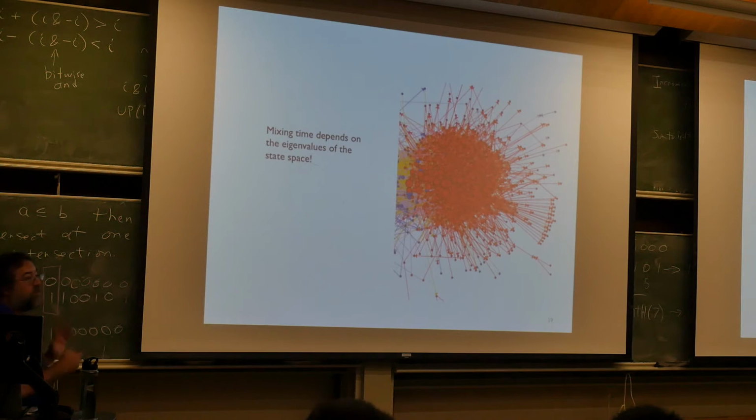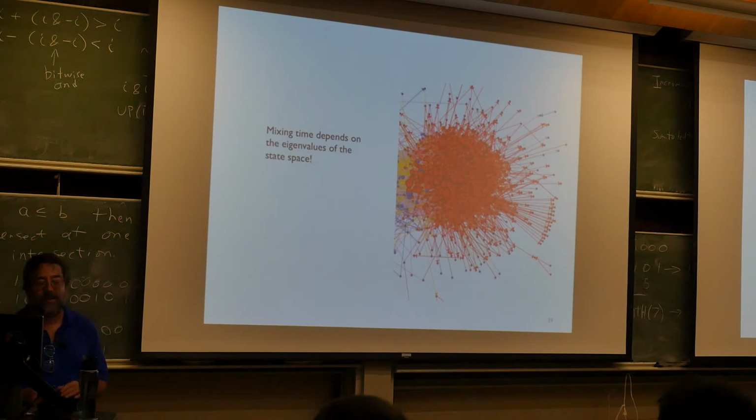So the mixing time depends on the structure of the state space, specifically on the eigenvalues, if you want to go back to spectral clustering. But this is really of theoretical interest, because you never know what this looks like. It's very hard to find out.